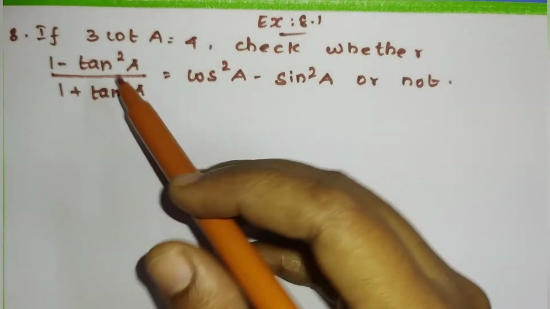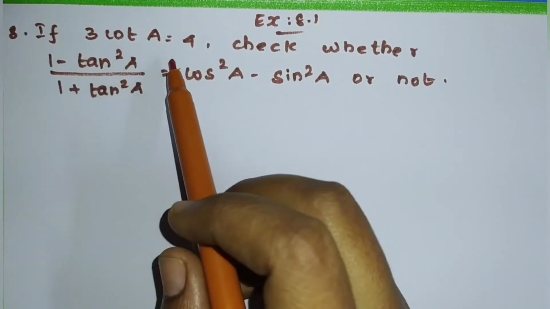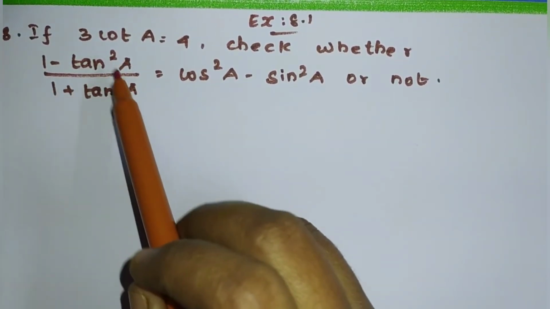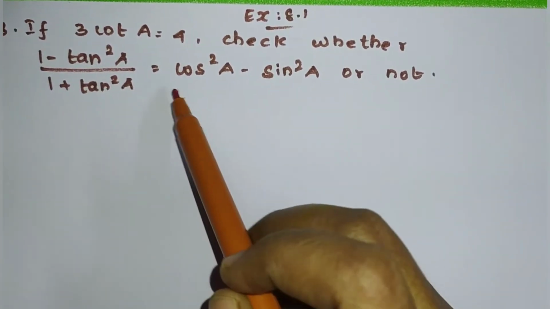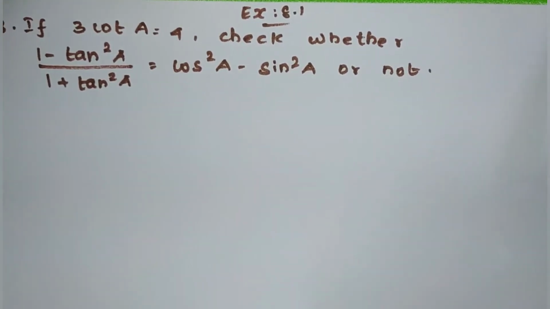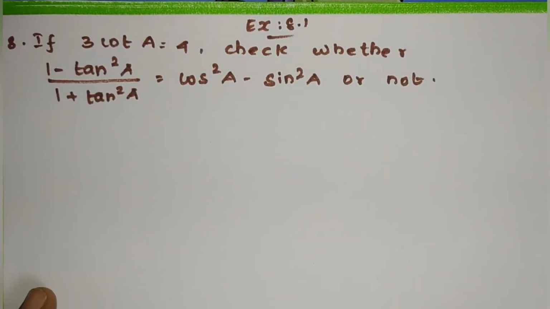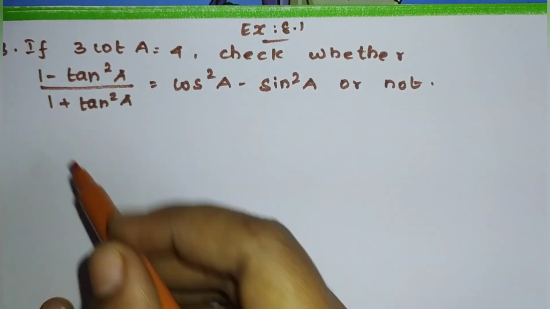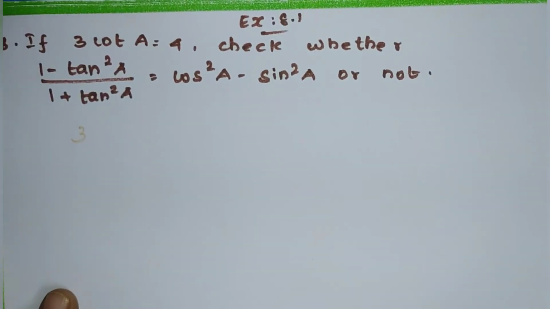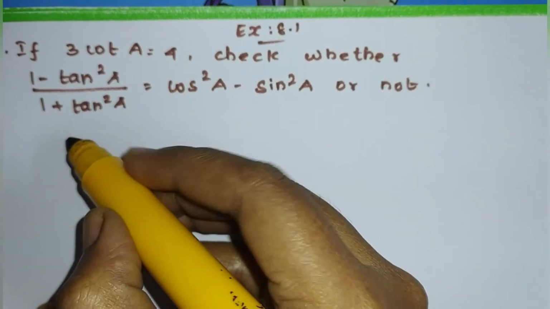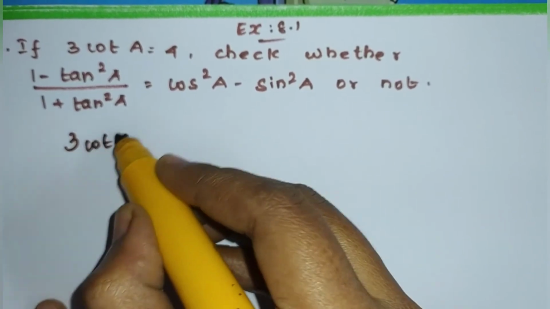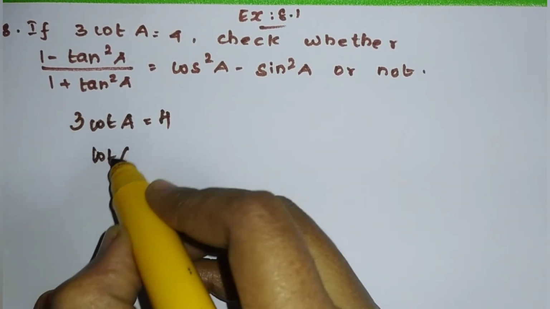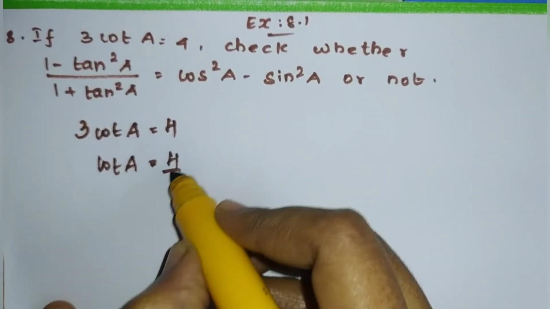Thank you. Next, 8th problem. If 3 cot A is equal to 4, check whether 1 minus tan square A divided by 1 plus tan square A is equal to cos square A minus sin square A or not. So first you have to find the missing side. For that, write 3 cot A is equal to 4 and bring 3 to the denominator. Cot A is equal to 4 by 3.